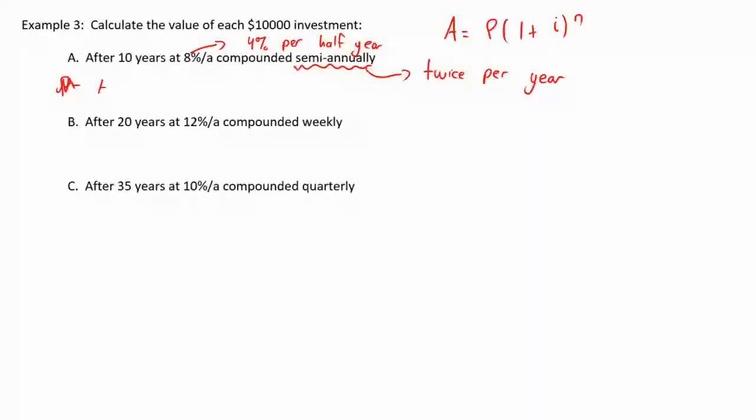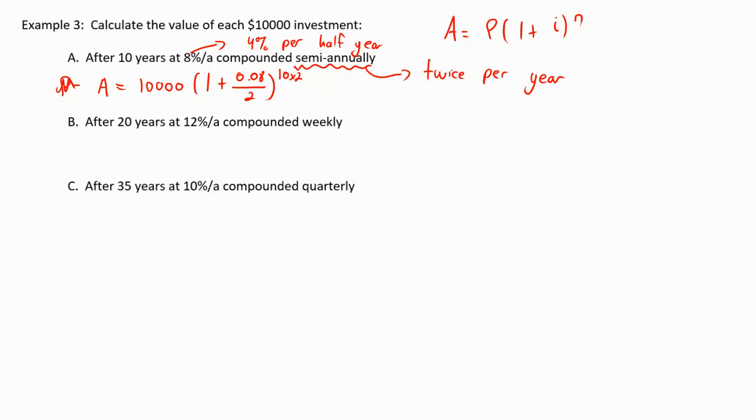So this is going to end up being A equals principal, which is $10,000, times 1 plus 0.08 over 2, and the exponent is going to be 10 times 2, because there are 2 semi-annual interest payments per year, times 10 years. So this is going to be a 20 in the exponent.